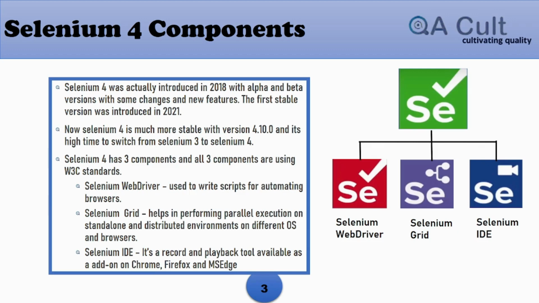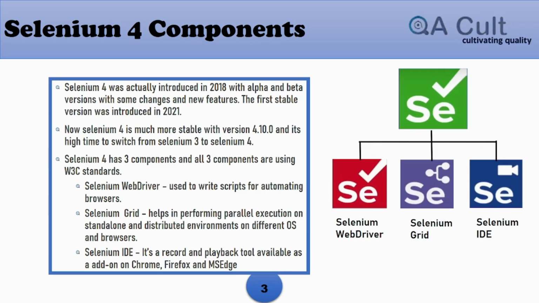The first stable version of Selenium 4 was introduced in 2021. Now Selenium 4 is much more stable with version 4.10, which is also the latest at this time, and it's high time to switch from Selenium 3 to Selenium 4. Selenium 4 has 3 components, and all 3 components are using W3C standards.